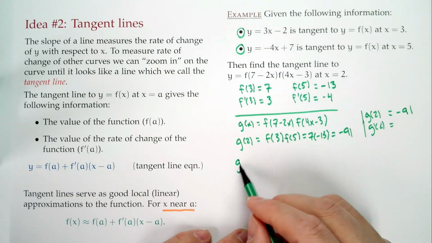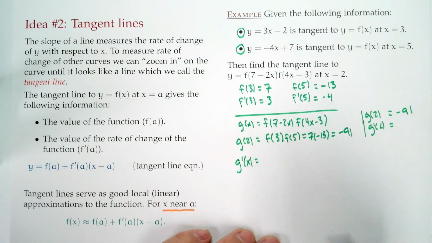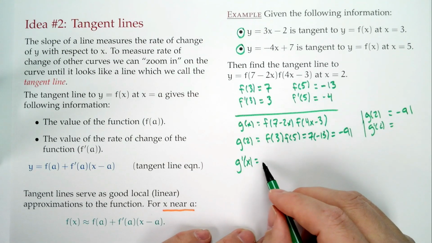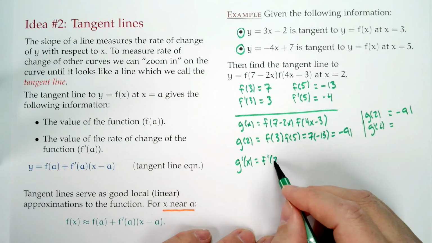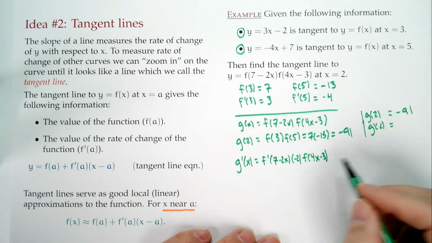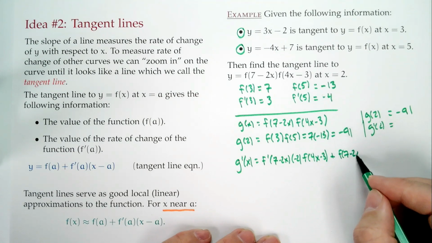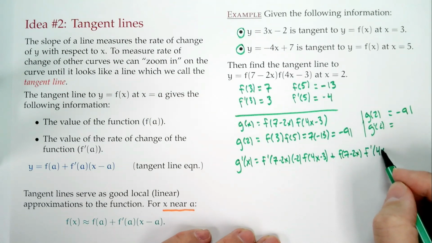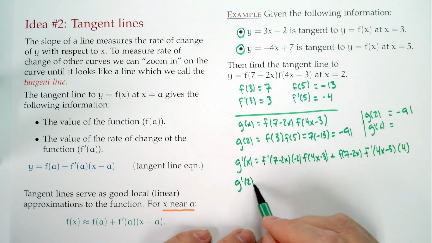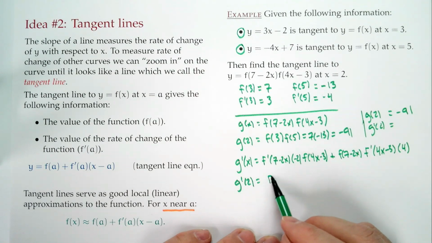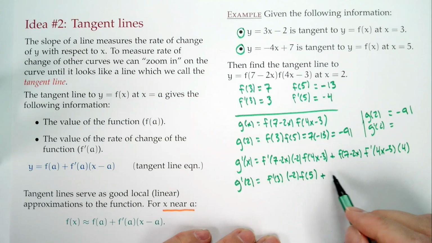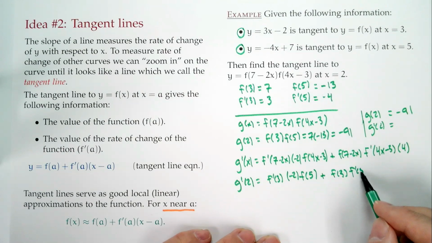So now we do g prime of x, and here's where we use rules about derivatives. We'll talk about rules about derivatives in just a moment. We need the product rule and a little bit of chain rule mixed in there as well. So the derivative of the first term, f prime of 7 minus 2x times negative 2, times f of 4x minus 3. Then leave the first term alone, times the derivative of the second term, f prime of 4x minus 3 times 4. So plug in 2. G prime of 2 is f prime of 3 times negative 2 times f of 5, plus f of 3 times f prime of 5 times 4.